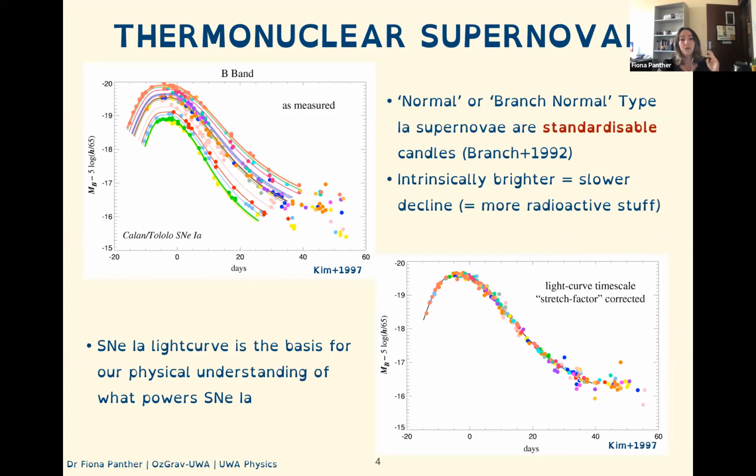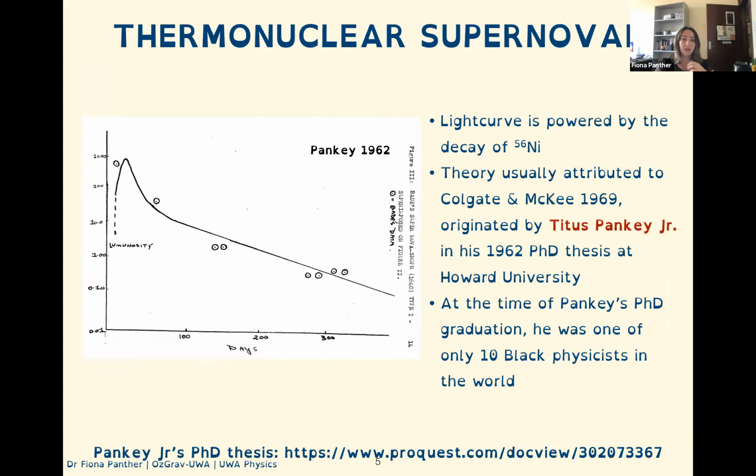So the light curve is a basis for all of our physical understanding of what powers type 1a supernovae. And I've kind of given it away with that equals more radioactive stuff, because that's what's happening here. So this is a really fascinating thing, which has a really interesting bit of history behind it. There's been a lot of theories for a long time, since the early 1960s, that this light curve of type 1a supernovae is powered by the decay of nickel-56.